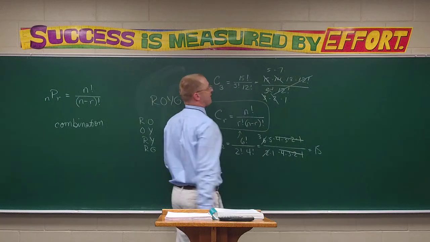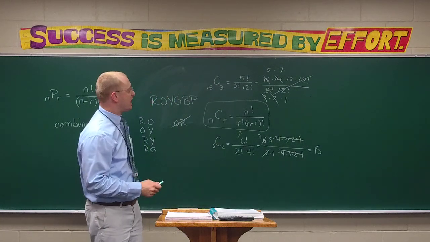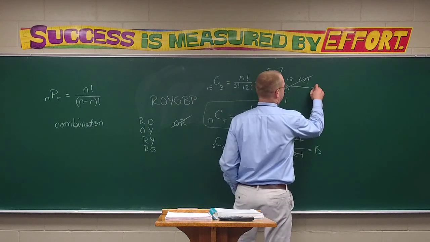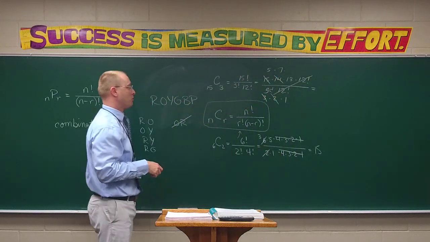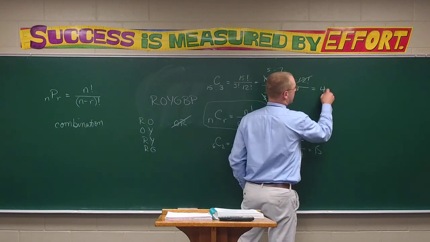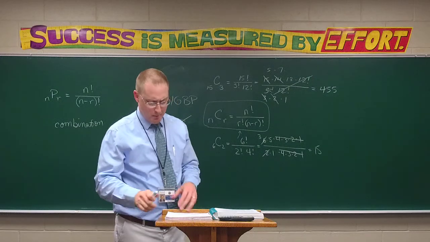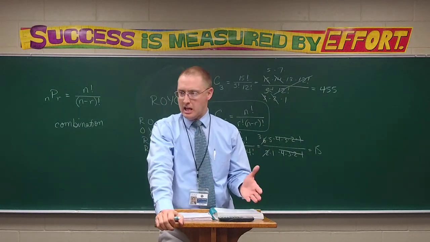And you could multiply 5 times 7 times 13, and suddenly we need the calculator anyway, because we're too lazy. And so how many different groups of 3 kids could be taken from a room with 15 students in it? 455. How many? 455.